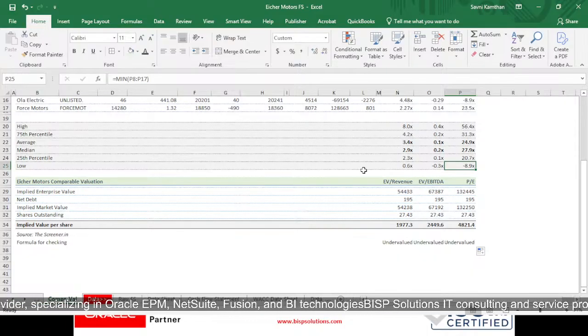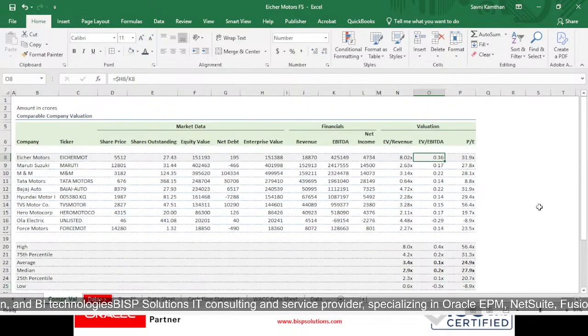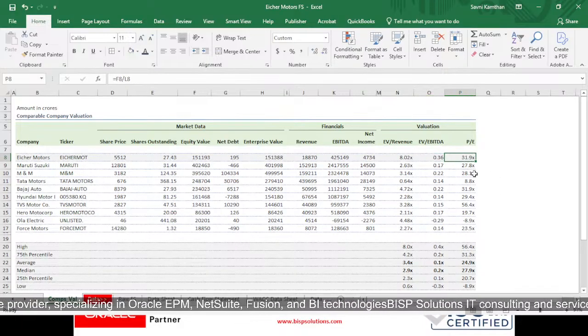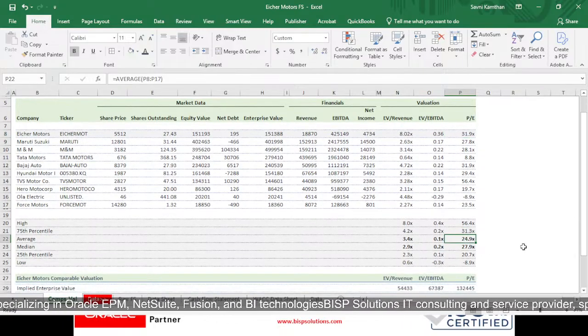So in this, Eicher Motors has the highest EV upon revenue, which is 8.02x, way above peers, right? EV upon EBITDA is high at 0.36, compared to the average 0.1x, right? From comparing this, Eicher Motors is doing well. Then PE is also at a premium at 31.9x versus 24.9x, right? Then comes our second step, which is calculating implied share price for Eicher Motors. So we reverse engineer Eicher Motors fair value based on peer averages, right?